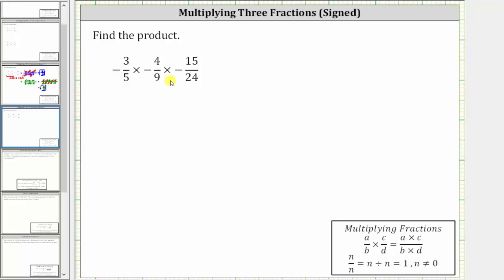We are asked to find the product of the three fractions. Let's begin by determining the sign of the product. Notice how we have a negative times a negative times a negative. Because we have a product of an odd number of negatives, the result will be negative.